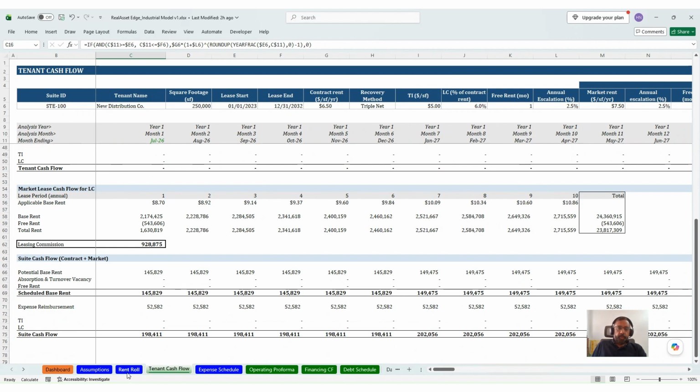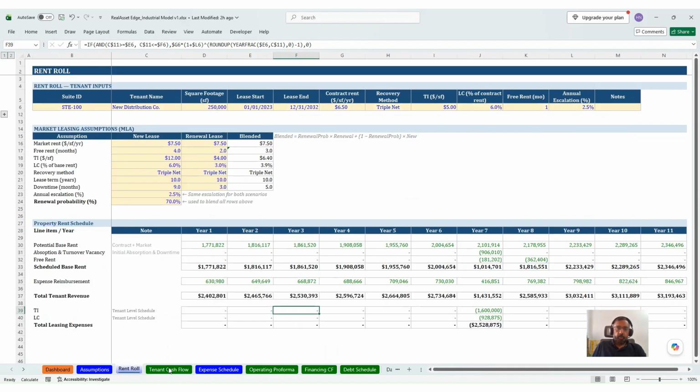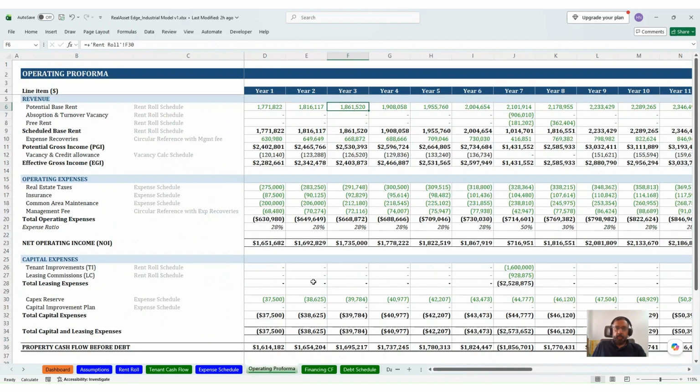Now, moving back to the rent roll, this whole schedule from the monthly tenant cash flow gets rolled up into the rent roll tab into clear yearly cash flow for the space. This is going to be used in the operating proforma further. The operating proforma is the overall proforma, including the operating expenses. I'll get to that in a second.